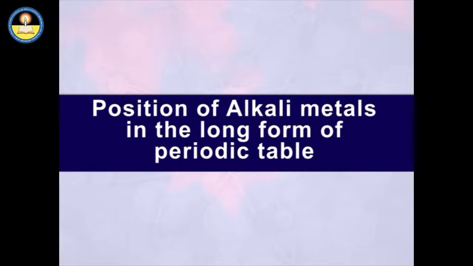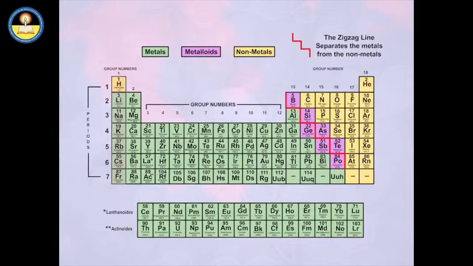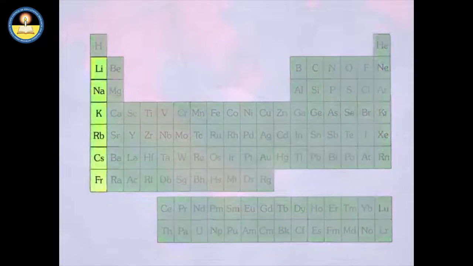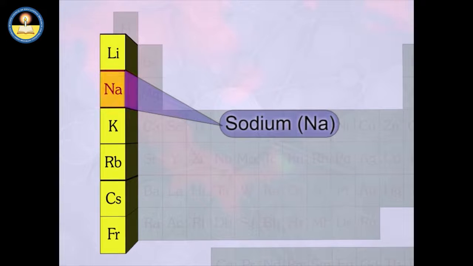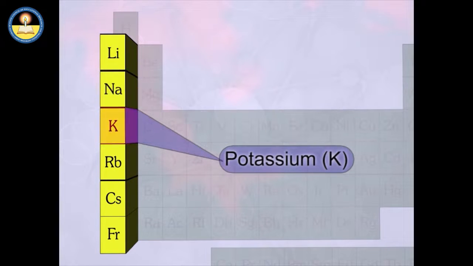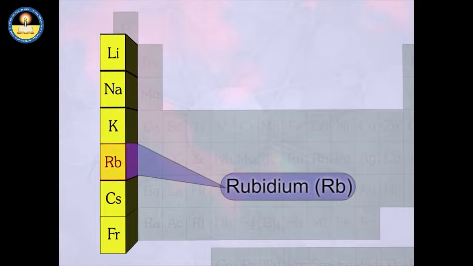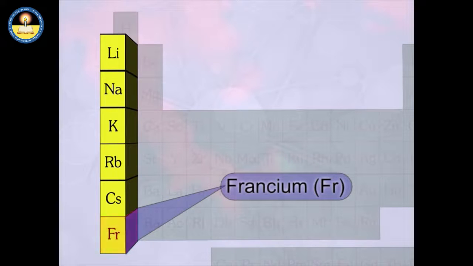Position of alkali metals in the long form of the periodic table. Group 1 of the periodic table comprises 6 elements: lithium, sodium, potassium, rubidium, cesium and francium.